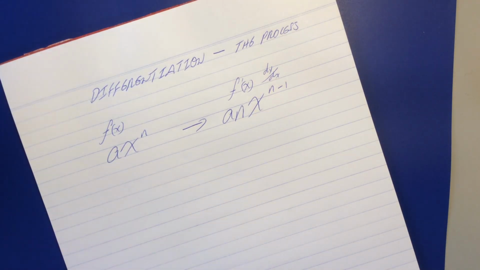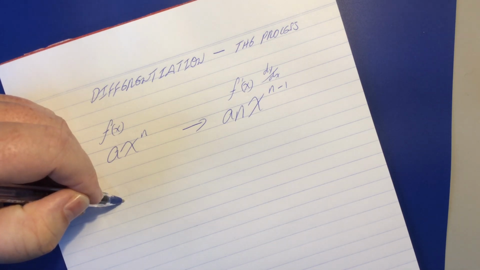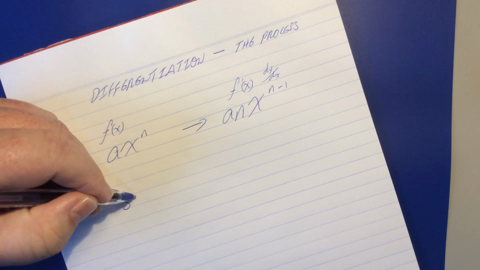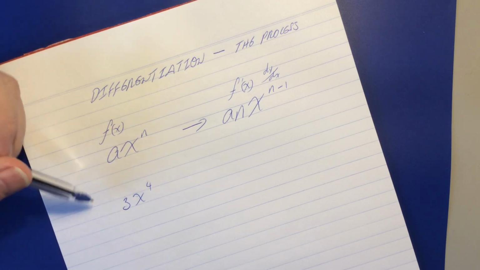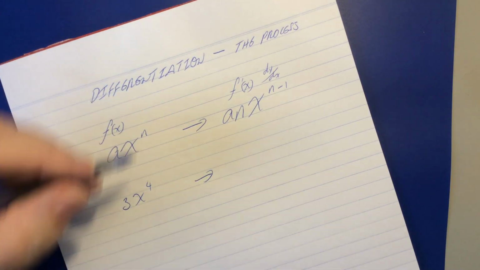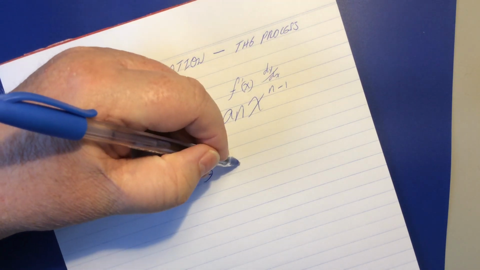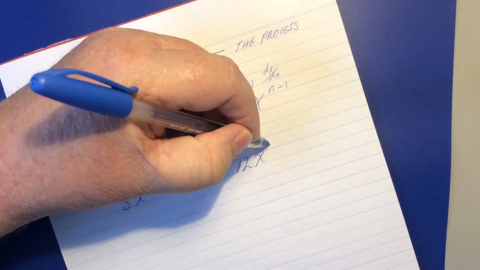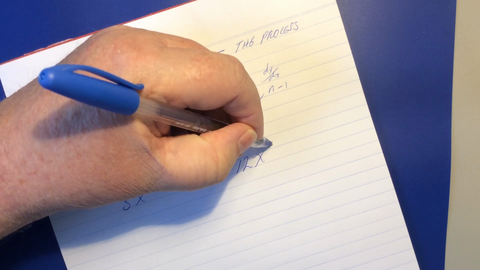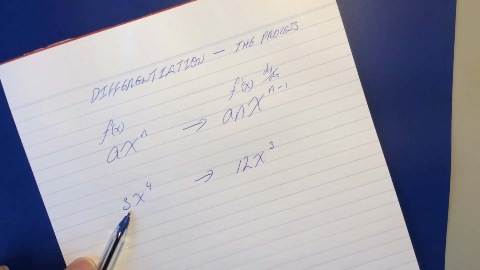So let's take an example, something where there's no mistaking what's going on. So 3x to the power of 4. That's a, that's x, that's n. Let's go to work. So we multiply this by 4. 4 threes are 12. And we subtract 1 from 4, which is 3. And that is the differential of that. Okay, now you can do this over and over and over again.